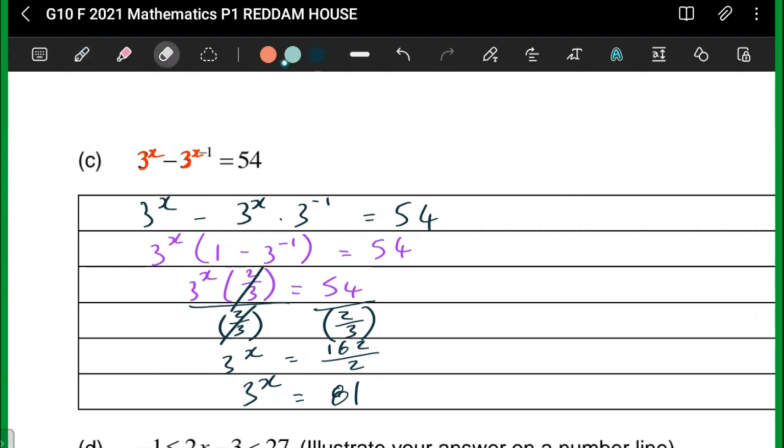So here we can say this is now going to give us 3 to the power of x. This we can write as 3 to the power of 4. So the only way the two sides can be equal is if the value of x is a 4 here. You see, there you go.